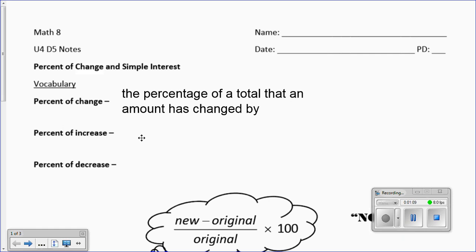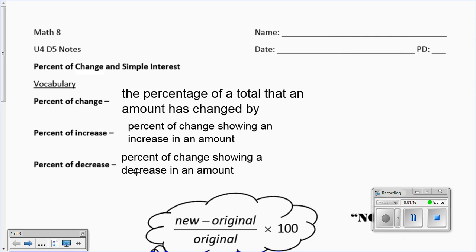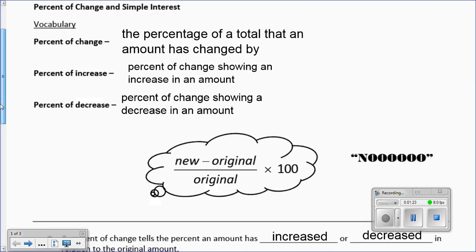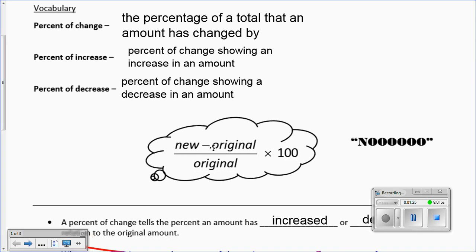Percent of increase would just be meaning that it's actually increasing the amount, or a percent of decrease would be lowering the amount, decreasing it. Okay? Now, if I'm going too fast, don't forget to pause the video. So the formula for it is the new amount minus the old amount, the original amount, all over the original amount, and then multiply it by 100 to get the actual percentage. So when we do new minus original over the original, it gives us a decimal. We're then going to convert that decimal to a percentage just by multiplying by 100.